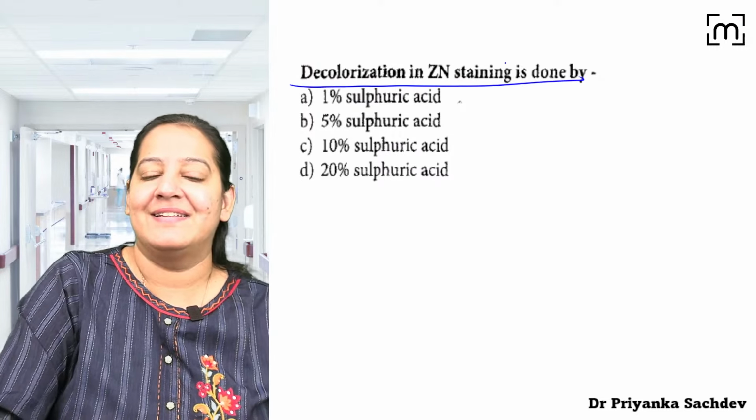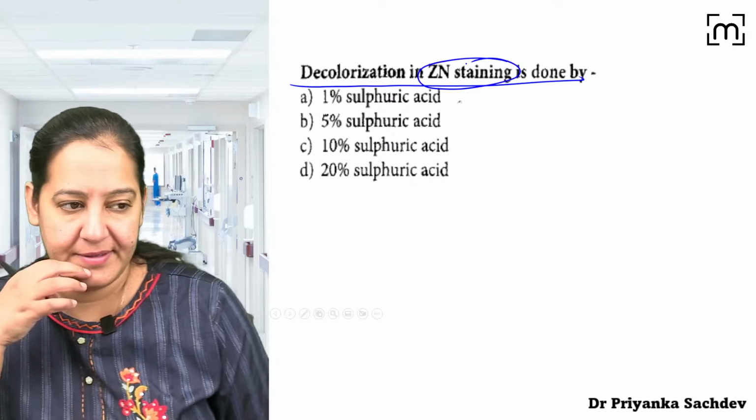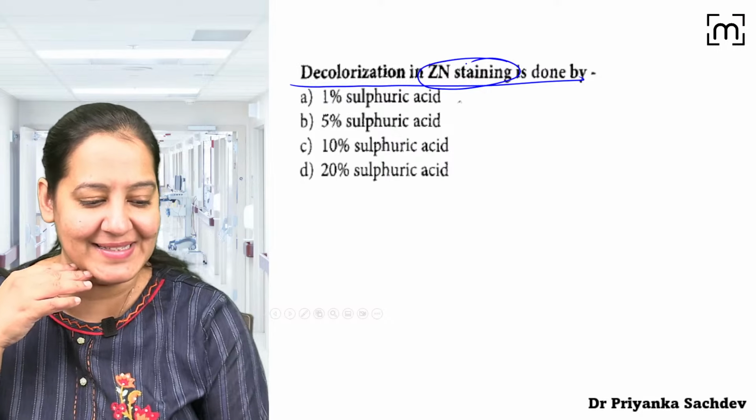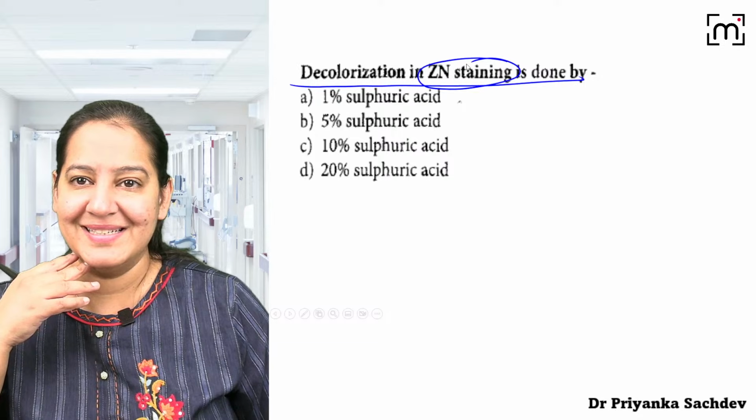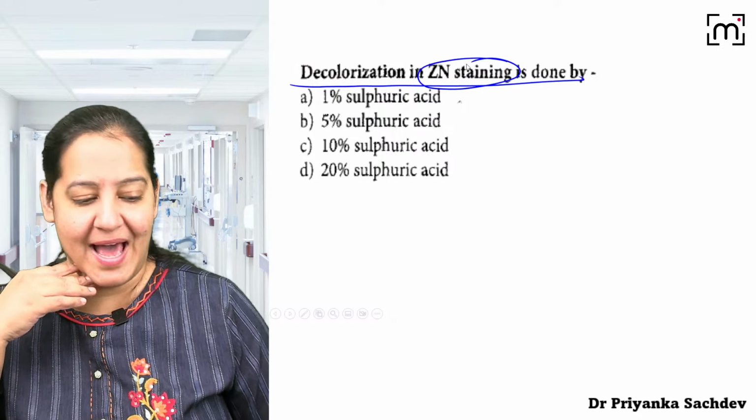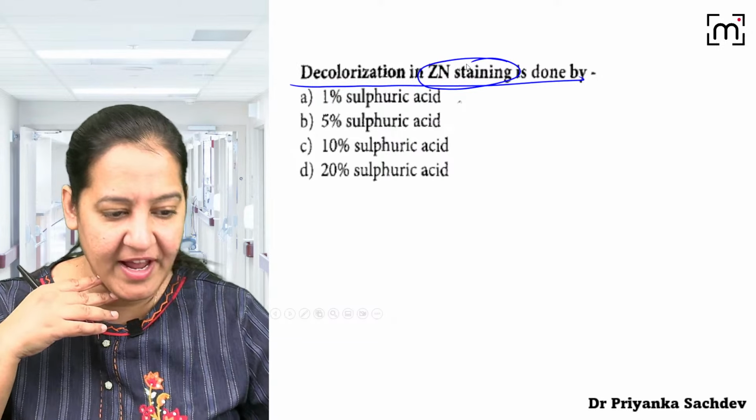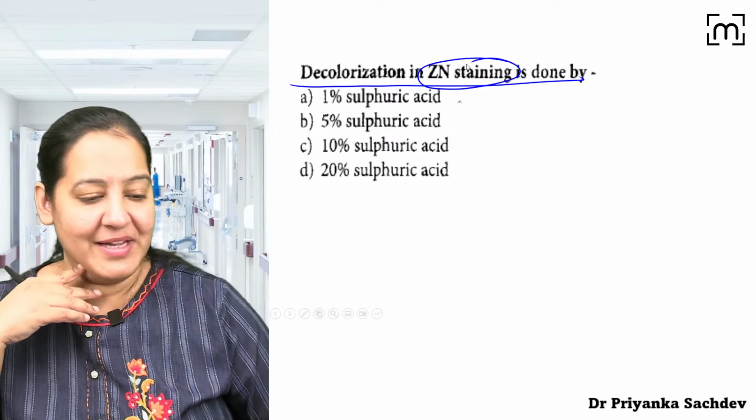Decolorization of Zn stain. Zn stain is the acid fast stain only, the same stain. Acid fast is known as Zn stain. Yes, decolorizer, I'm coming to that. So decolorizer, yes.